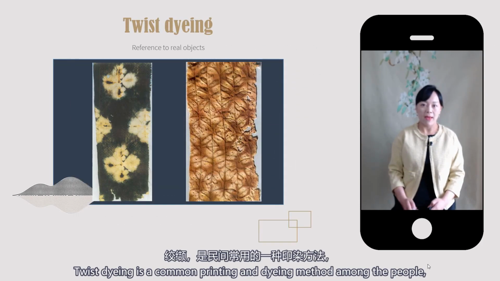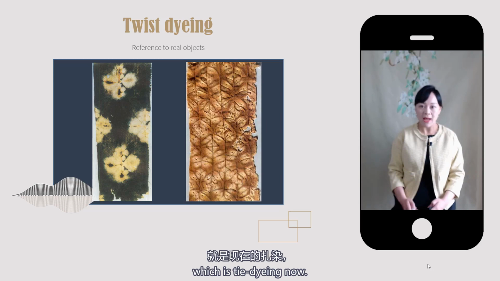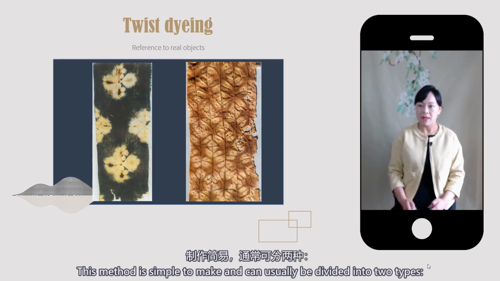The second one is twist dyeing. Twist dyeing is a common printing and dyeing method among the people, which is tie dyeing now. This method is simple to make and can usually be divided into 2 types.